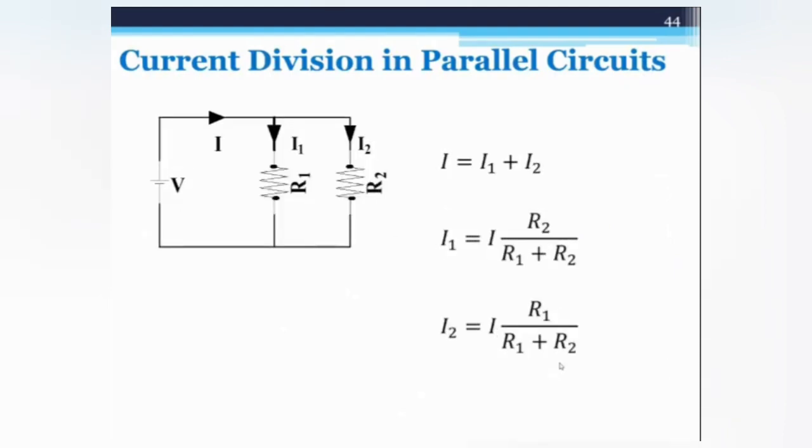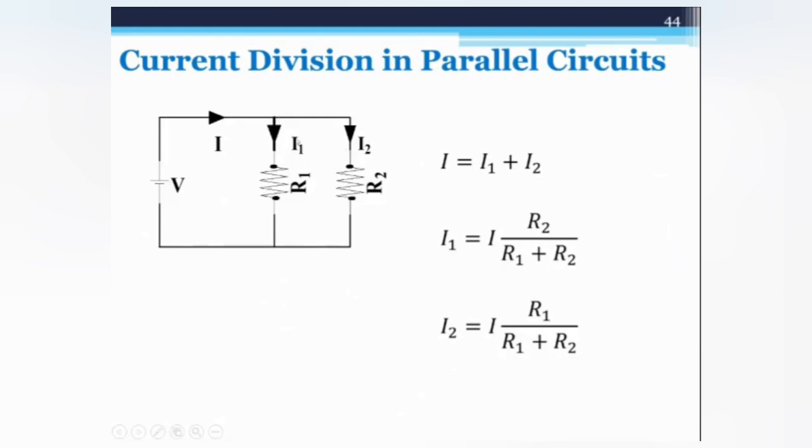Now, the current division rule. Suppose this is your circuit. In this circuit, two resistors, R1 and R2, are connected in parallel. And when we apply the voltage source, the current supplied is I. It is further divided into I1 and I2.